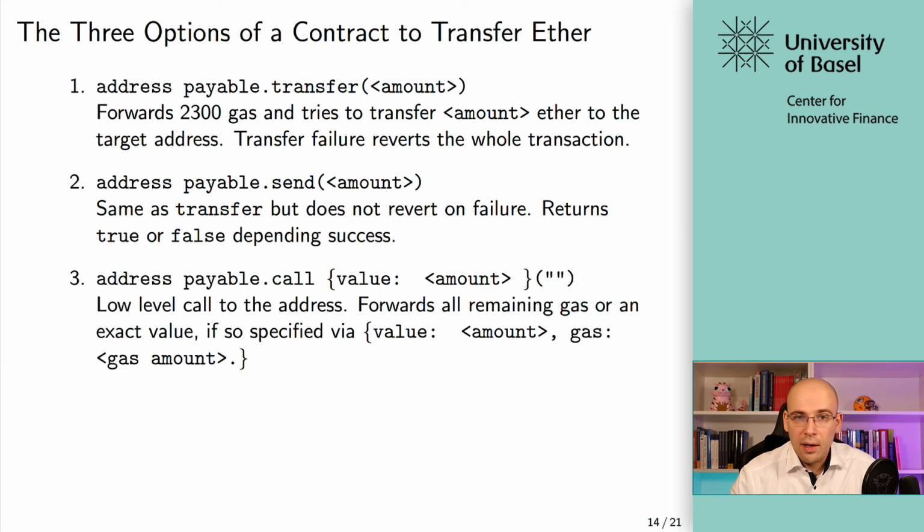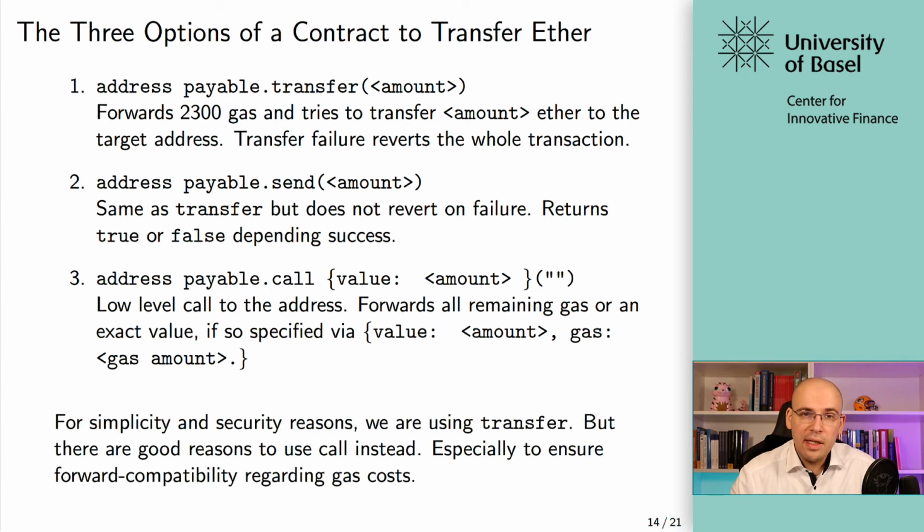And then you have call. With call, that's a low-level call to the address. It forwards all the remaining gas or an exact value when you specify that. I mean, what you have to do if you want to add some Ether to that, you also have to declare not just the gas amount, but you have to declare some value amount, and that's how you specify how much Ether you want to send as part of the call option.